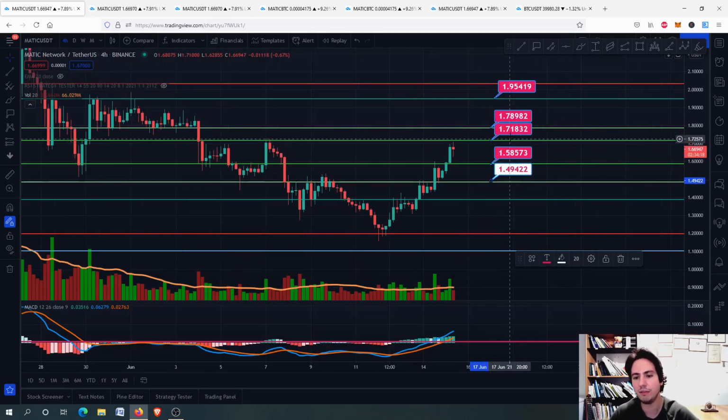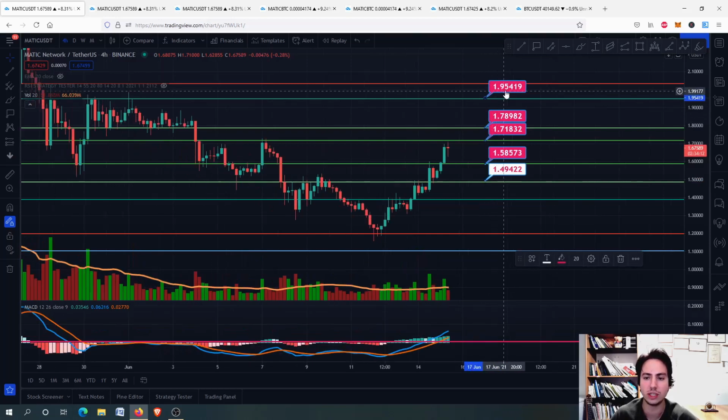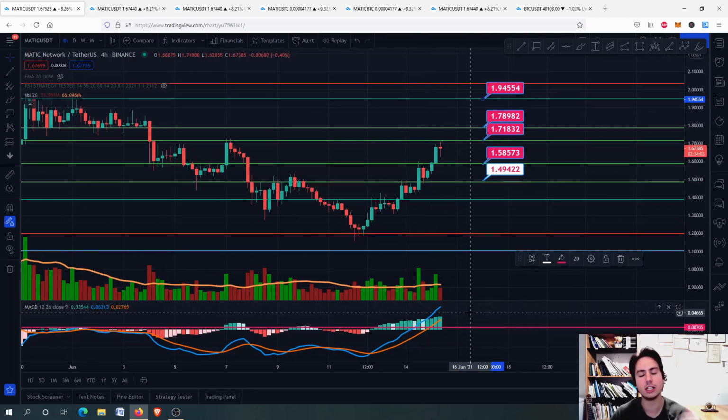We now went even above and we are now at the 1.72. We have 1.78 and of course our major resistance level, the 1.94 to 1.95, around this area, guys, where is the 0.618 Fibonacci retracement level. So these are the support and resistance levels. We are going to see afterwards where are we going.